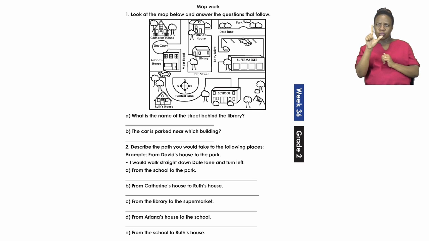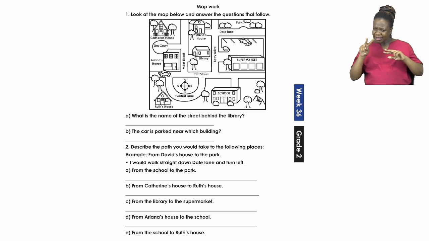Number A, here you have to now also explain or describe the path you would take to the following places. Let's see. You need to describe the path you would take from school to the park. B, from Catherine's house to Ruth's house. C, from the library to the supermarket. And then, how will you go from Ariana's house to the school and from the school to Ruth's house? Now, boys and girls, you need to go back and study this map one more time so that you can go ahead and answer all these questions.